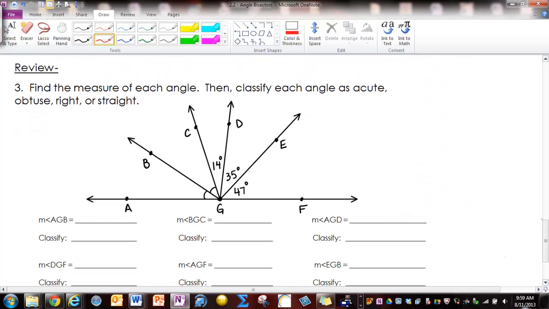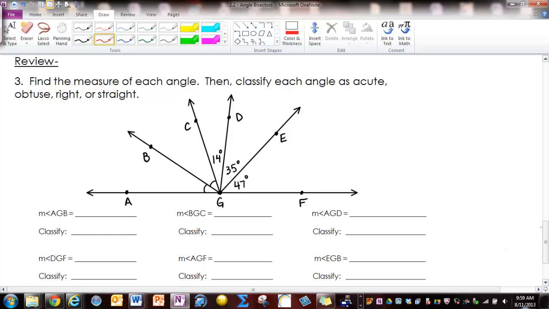Now moving on to our last question here, it is a review problem. So we should be able to do this one from before. We need to find the measure of each angle, and then we're going to classify each angle as acute, obtuse, right, or straight.